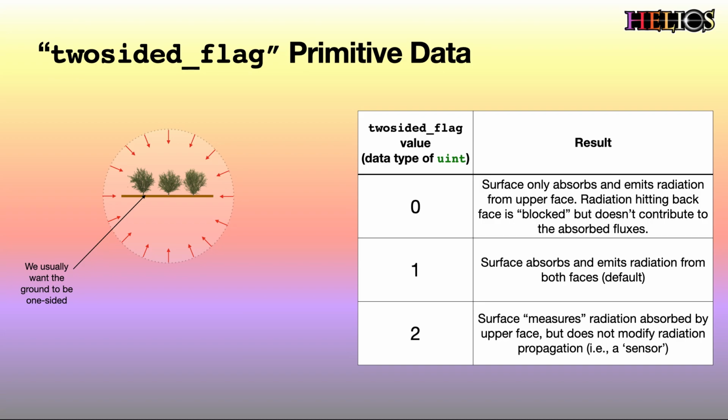There's a special case value of two-sided flag that was added a bit later. This is a value of 2. If you set the two-sided flag to be 2, this basically turns your primitive into a sensor. And this means that it measures any radiation that passes through it, but it doesn't interact with the radiation field. It doesn't absorb radiation. It doesn't scatter any radiation. It just becomes essentially a passive sensor that doesn't block the radiation, but just measures the radiative flux passing through it. You could also use this if you weren't really interested in treating the primitive as a sensor, but you wanted it to be invisible to radiation. You would set its two-sided flag primitive data value to be 2.